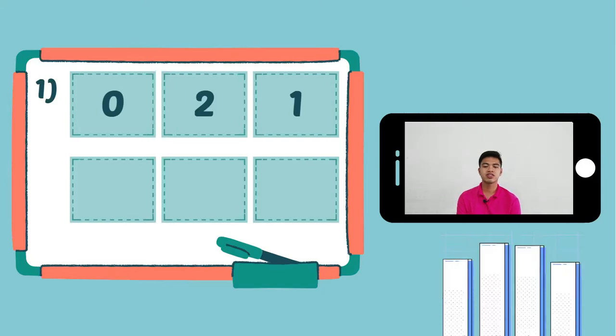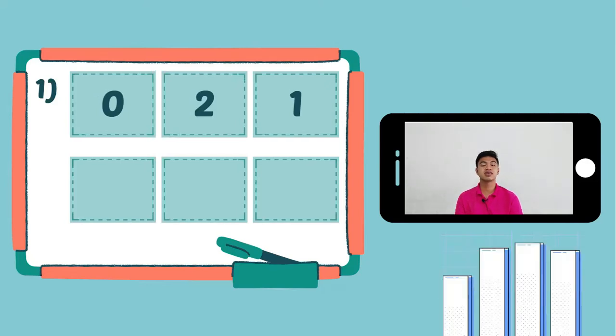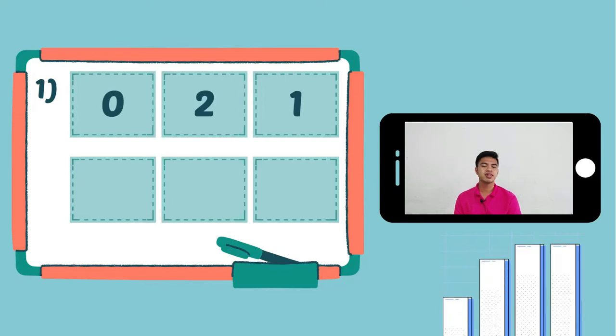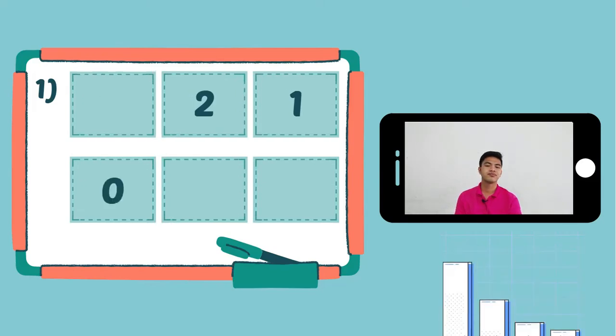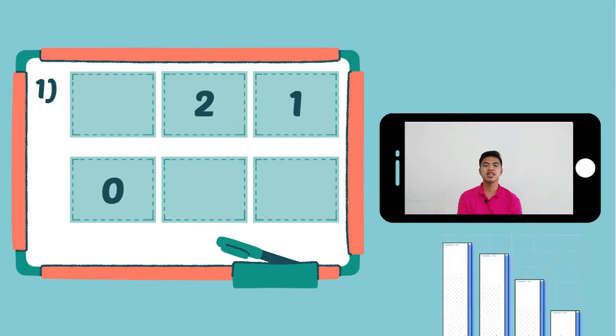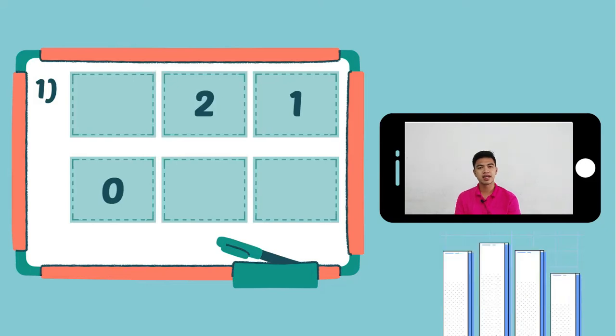Of course, we are going to find out first which is the smallest number. And here, the smallest number is 0. So we're going to write 0. And then we have the remaining numbers 2 and 1. So how are we going to find out which is the next number?